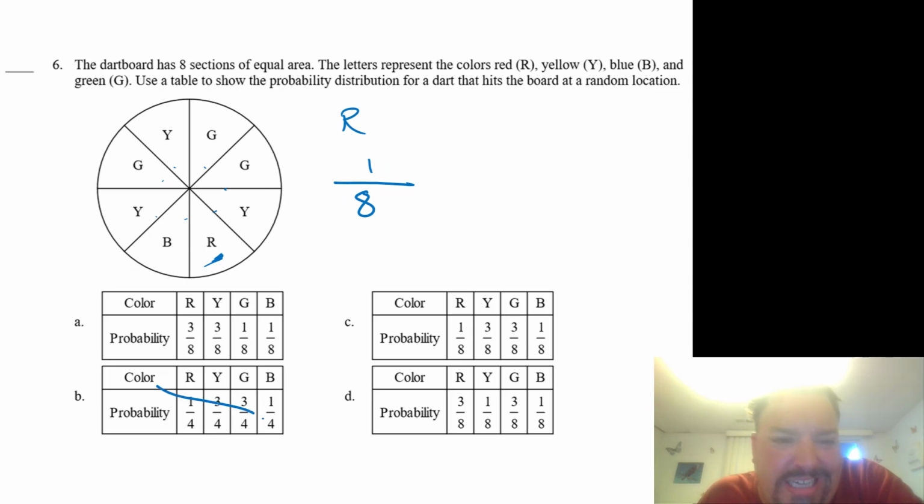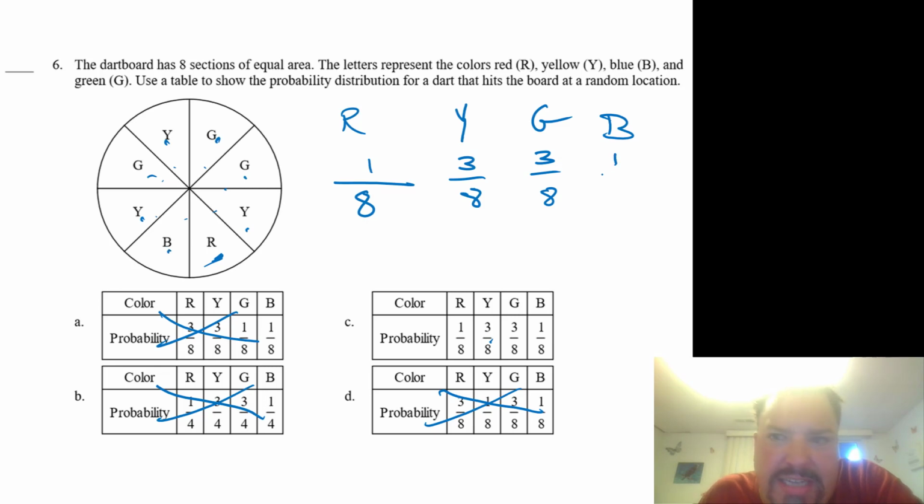So that means that it can't be this probability chart, and it can't be this table because that says 3 out of 8. And it really can't be this one because that also says 3 out of 8. What's the probability of spinning and getting a yellow? So 1, 2, 3, we've got 3 sections there. That should be 3 out of 8. That matches up. The green here, we've got 3 sections of green. That's also 3 out of 8. And we've got blue, which is 1 out of 8. So yes, C is the best answer for that one.